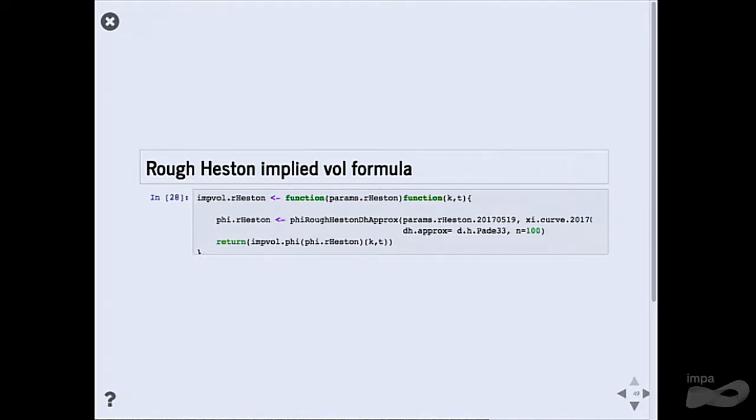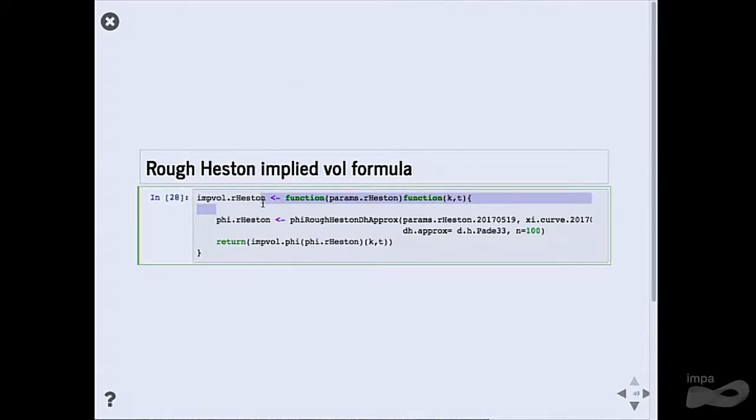I want to be able to type in rough Heston parameters and get out the implied volatility. So what does this function do? It takes my rough Heston approximation in order to compute the characteristic function and then just computes the implied vol using that Lewis formula and then using a Black-Scholes implied vol computation, which is just bisection.